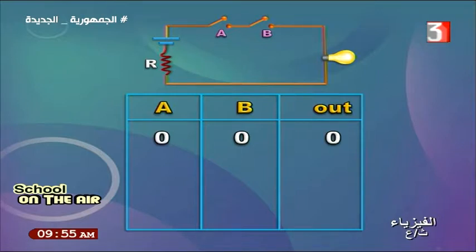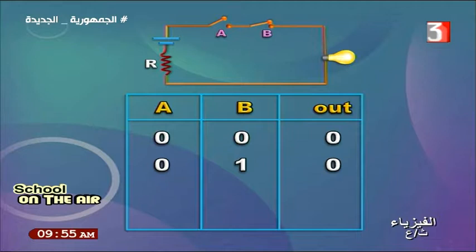So the bulb will not glow. Okay, so all will be 0. And now, what if I open one of them, A, and close the other? B is closed. Closed, it is given 1. But still the current cannot flow to the bulb. So the result is 0 still.